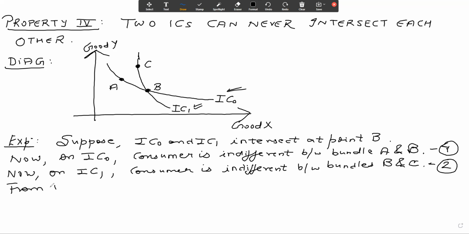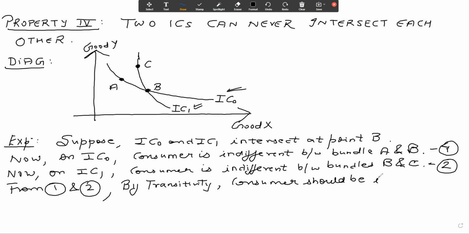Now from 1 and 2, what do we learn? If the consumer is indifferent between A and B, and indifferent between bundles B and C, then by transitivity, the consumer should be indifferent between bundles A and C. Students who have attended my lectures in Mathematical Methods for Economics know we have had lectures on relations and functions, where we discussed the concepts of reflexivity, symmetry, and transitivity.